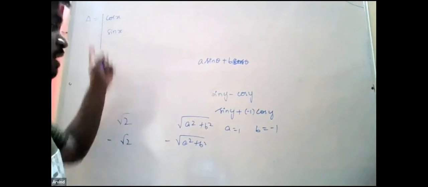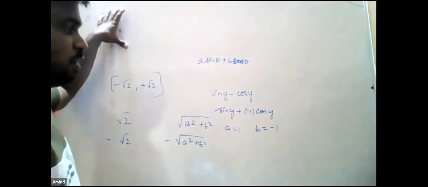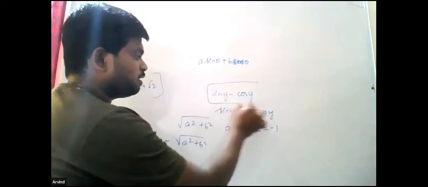So this determinant value should lie in the interval [−√2, √2]. That is the answer. I repeat it again. If you find the determinant value, you will get this.